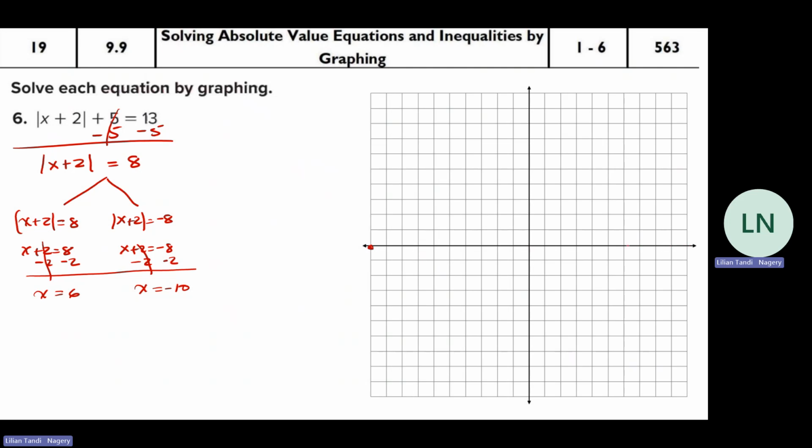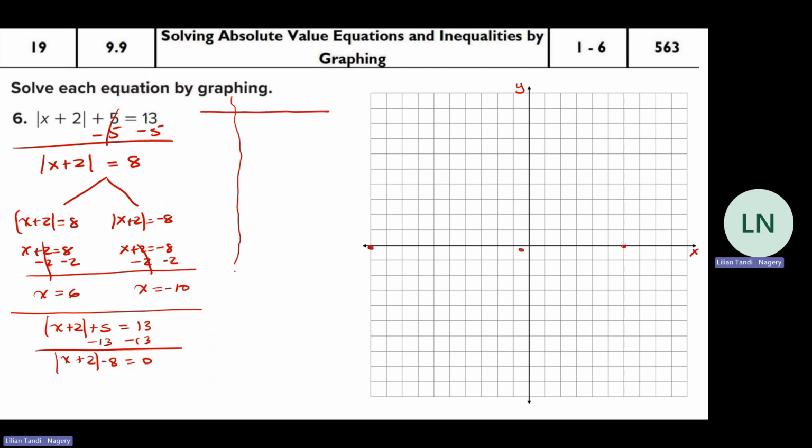1, 2, 3, 4. 1, 2, 3, 4, 5, 6. Okay, which is 4 from here. This is x, this is 0, this is y. Then now, make this equal to 0 by subtracting 13 on both sides. So you will have x plus 2 absolute value plus 5 equals 13. Subtract 13 on both sides. X plus 2 subtract 8 equals 0. Okay? Then you draw your table.